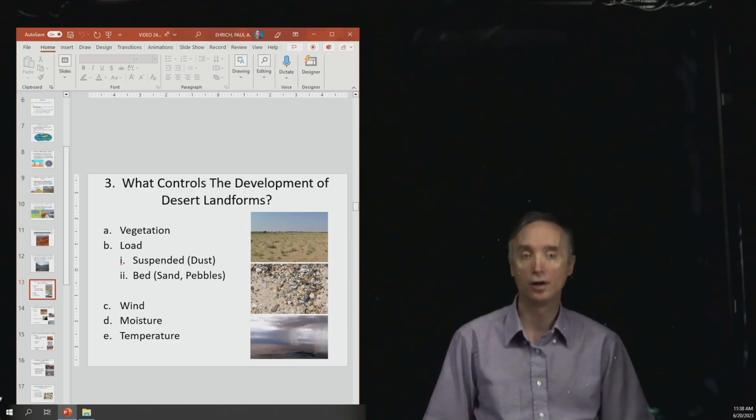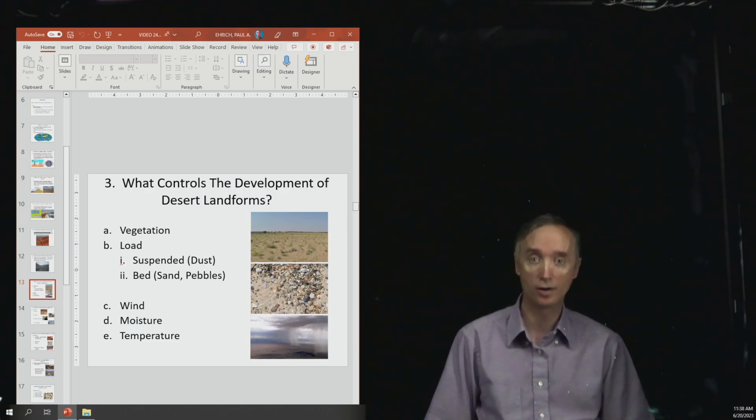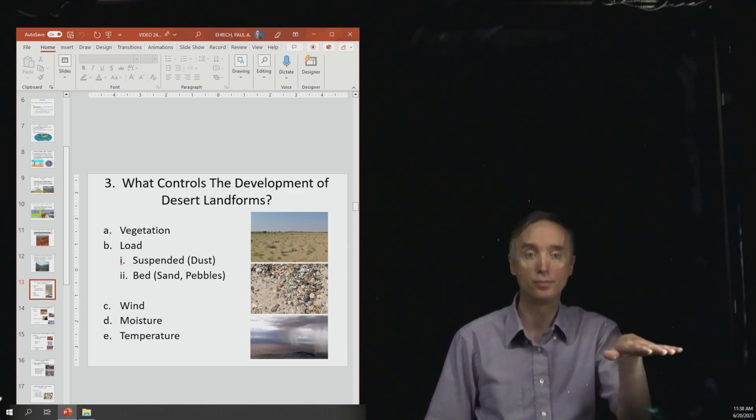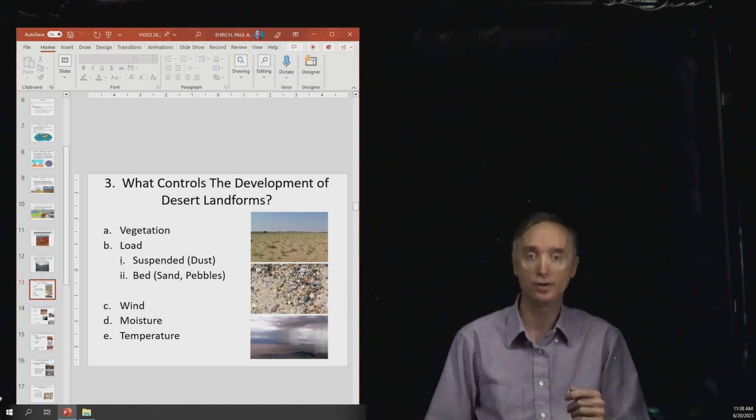Okay, then you have the load. When we talked about rivers, we said that a river had a load and it had suspended materials in the water, and that it also had materials that flowed on the bottom of the river channel. Similarly, in a desert, you have suspended materials in the air, mainly dust. And then you also have materials on the surface of the desert, things like sand and pebbles.